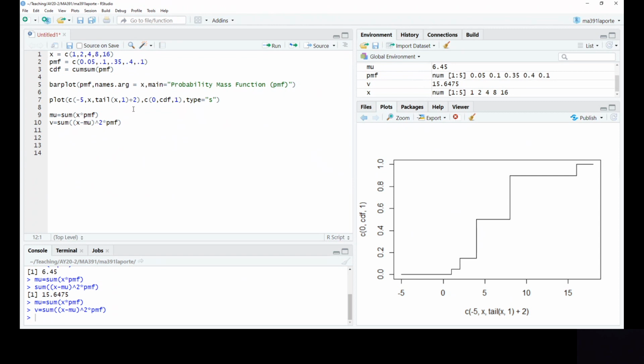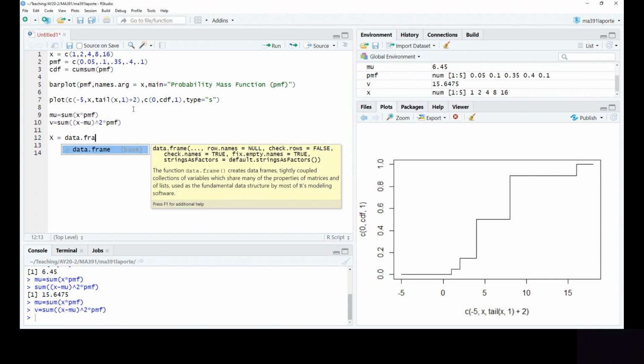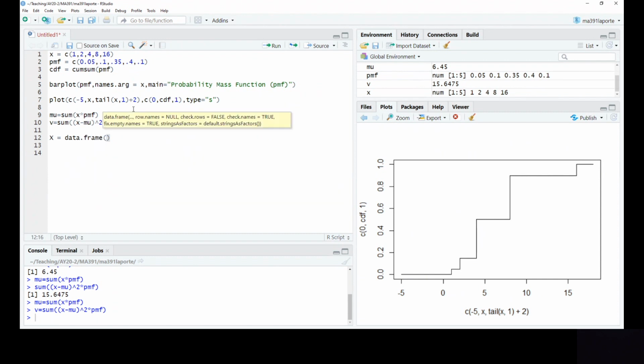All right. So the next thing that we possibly want to do is check out. Let's put it in a data frame so we can see it all. So this is capital X for the random variable, and we'll put everything into a data.frame. Maybe my entire X, my small x is equal to, then my PMF.